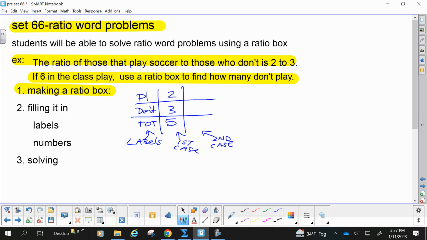It says 6 in the class play. So where should I put that? In the second column, in what row? Play. Okay. How many don't play? Now, that means I don't know this, yes? All right. Do you agree that I don't care about total in this case, yeah? Yeah. All right. Now, I understand that many of you can look at this and tell me how many don't play. Obviously, maybe to some, those that don't play is 9.